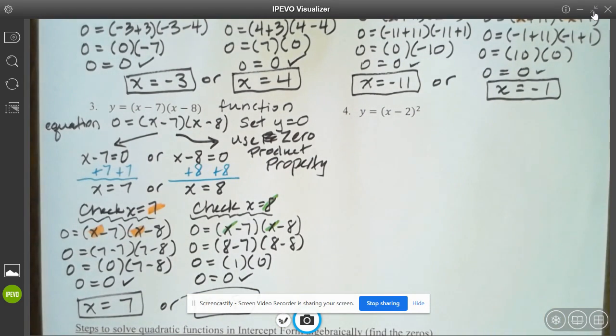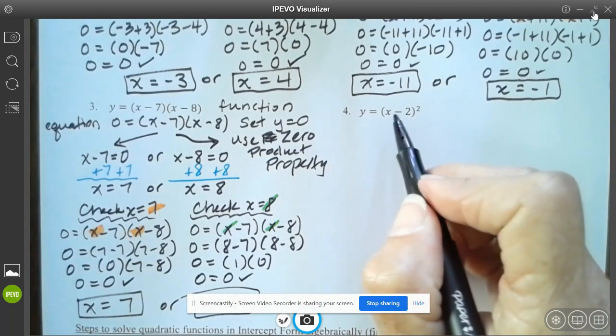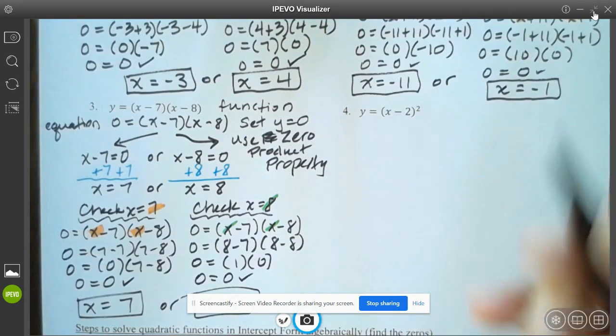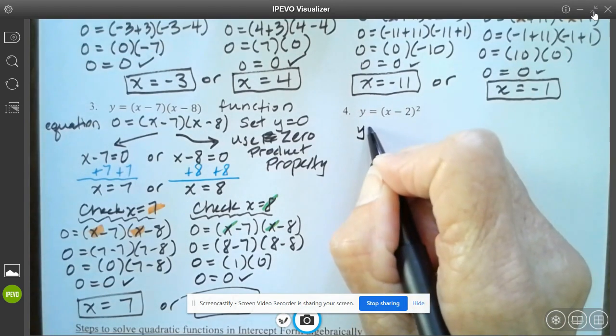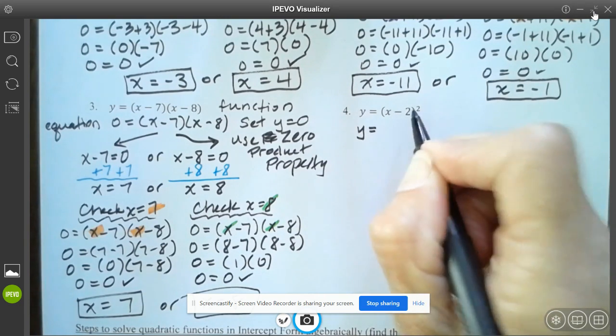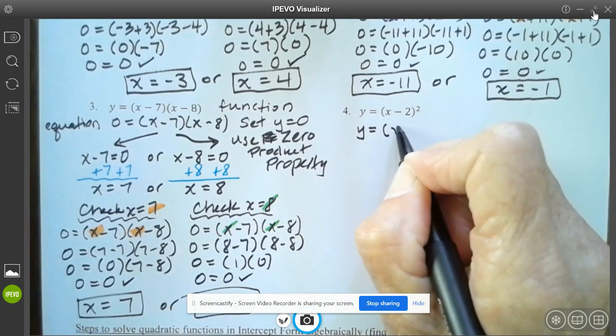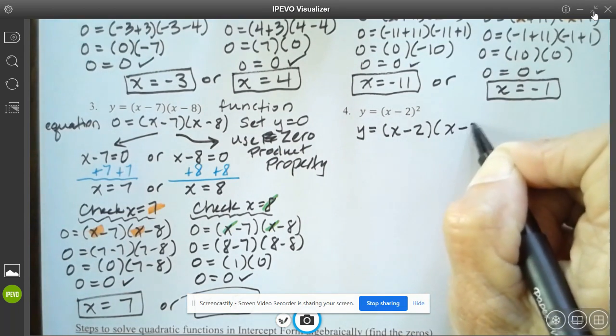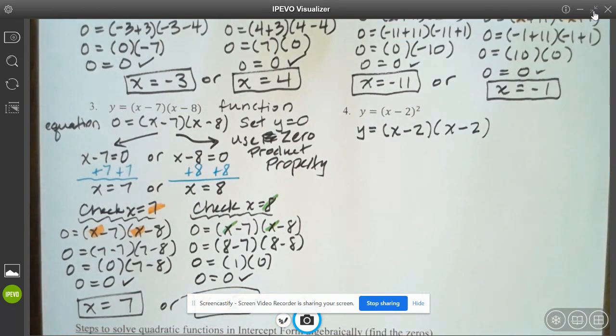And this one, guess what? I have to do because I made it look a little different. You're saying, well, this isn't two binomials. This is a binomial raised to the power of 2. Aha! But what is that truly? X minus 2 squared, guess what that becomes? And what do you have? You have a binomial.